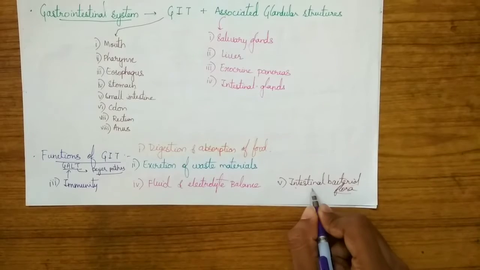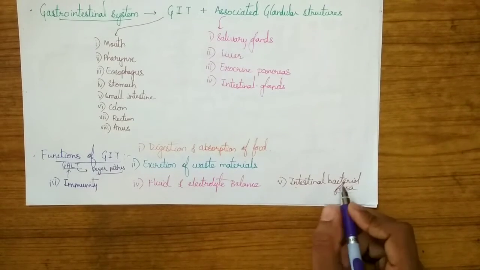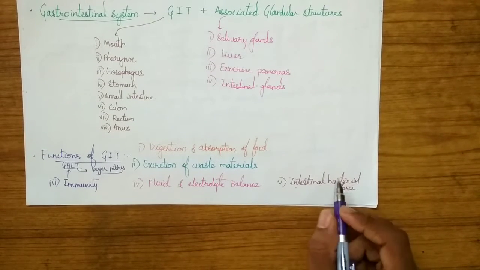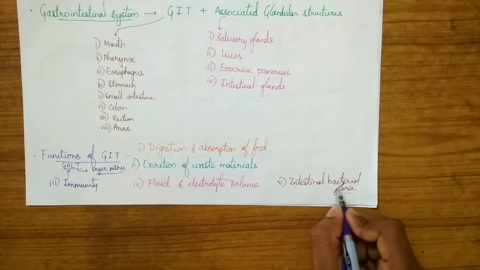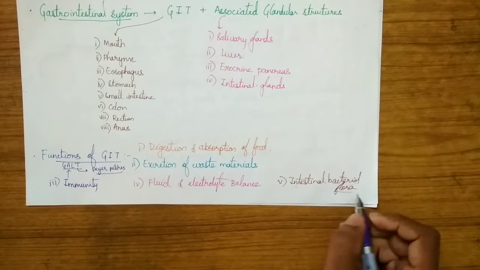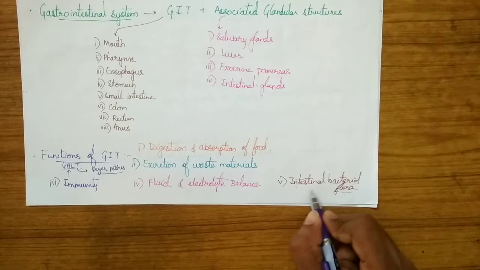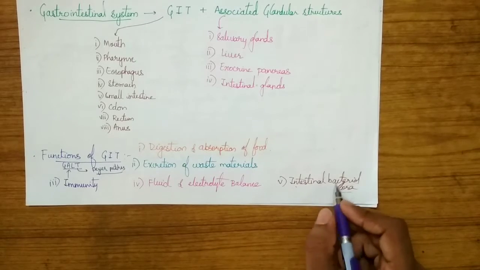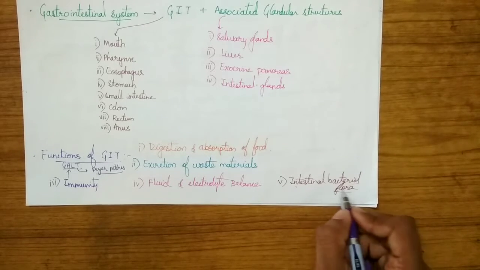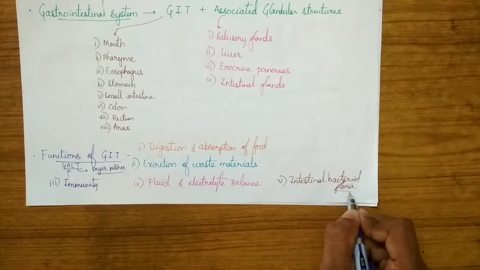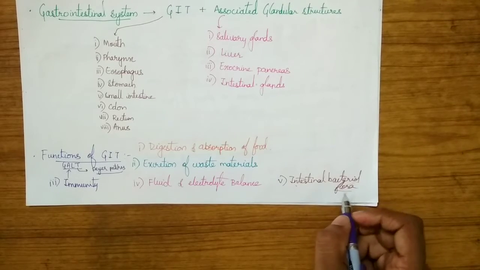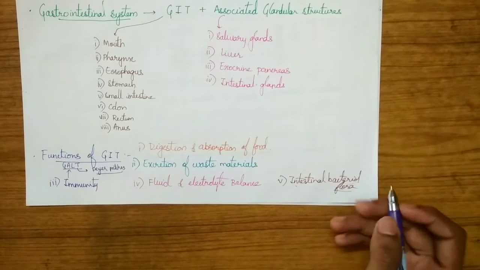The next function is intestinal bacterial flora. Many non-pathogenic bacteria inhabit the small intestine. This bacterial flora helps in permeability of the electrolytes, greater absorption of the food materials, and many more such things. So a decrease in bacterial flora may lead to many consequences, like diarrhea again.